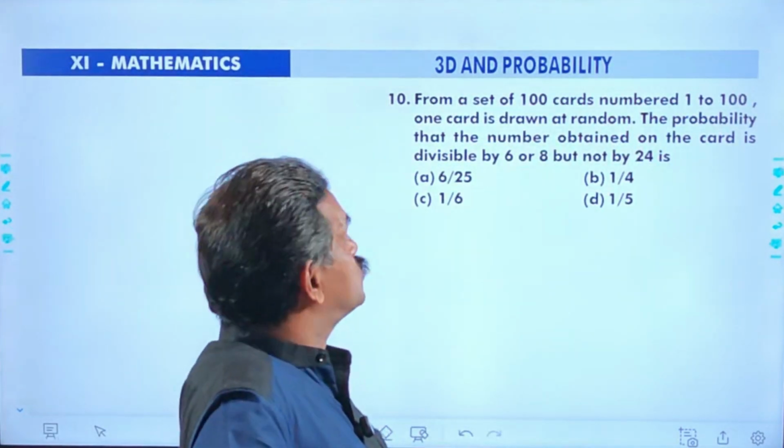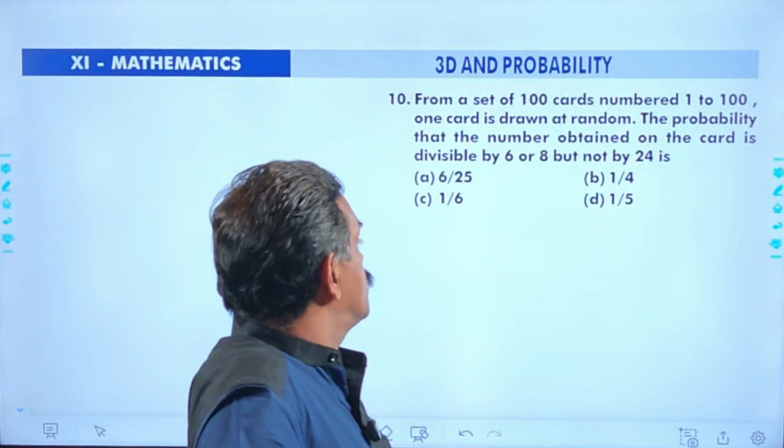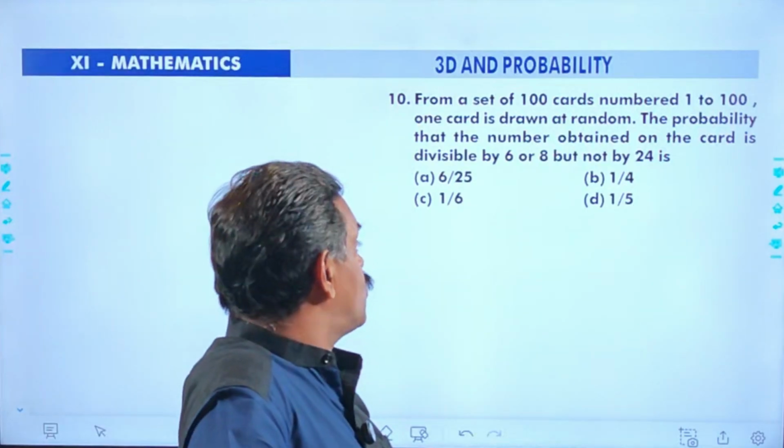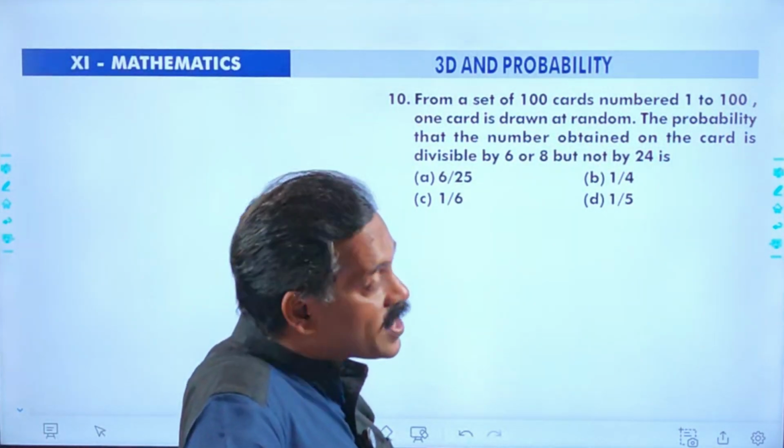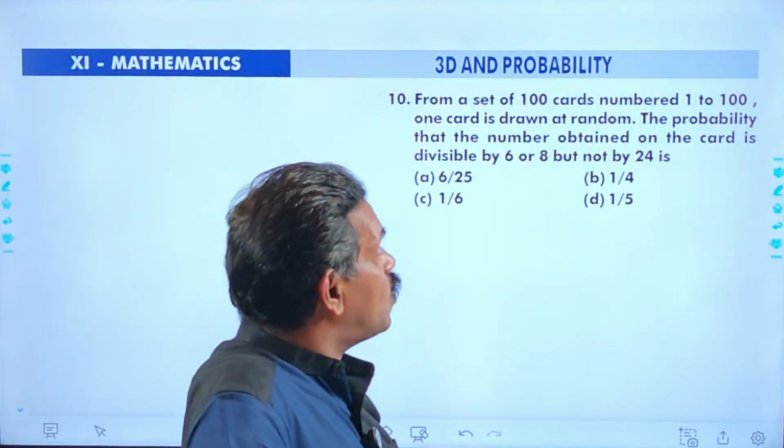100 cards are there numbered 1 to 100. One card is drawn at random. The probability that the number obtained on the card is divisible by 6 or 8. Or means plus, but not by 24.